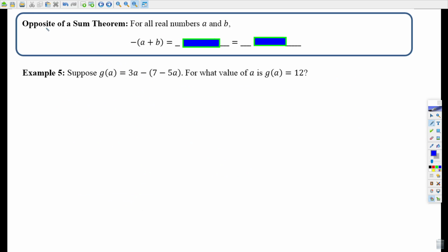All right, last example. Opposite of sum theorem, which is pretty much the exact same thing as the distributive property. For all real numbers a and b, if you have a negative outside, a lot of students like to write -1 and say, oh, I'm distributing -1. That's fine. So what does that look like? Well, you would have -a plus a -b.